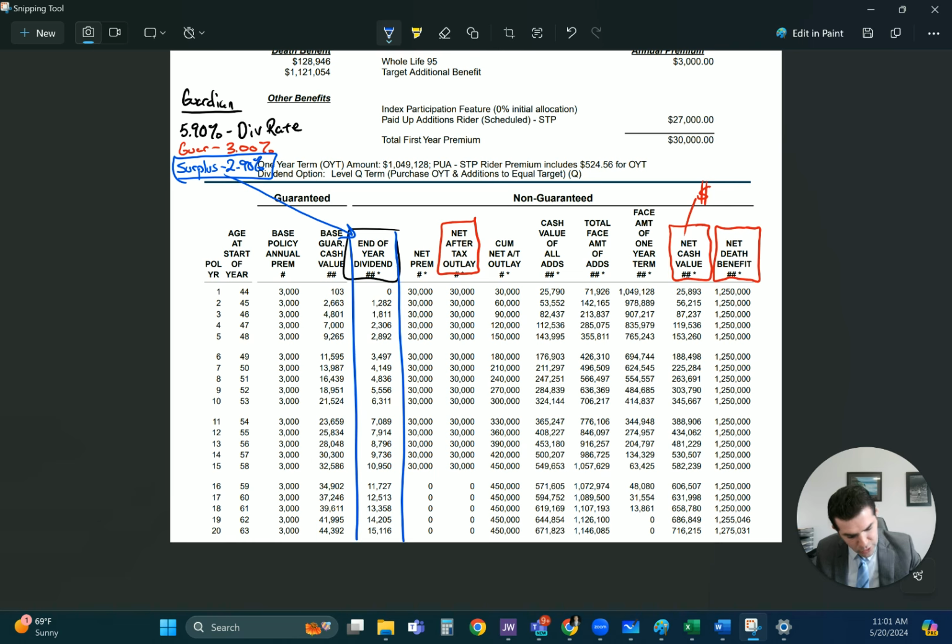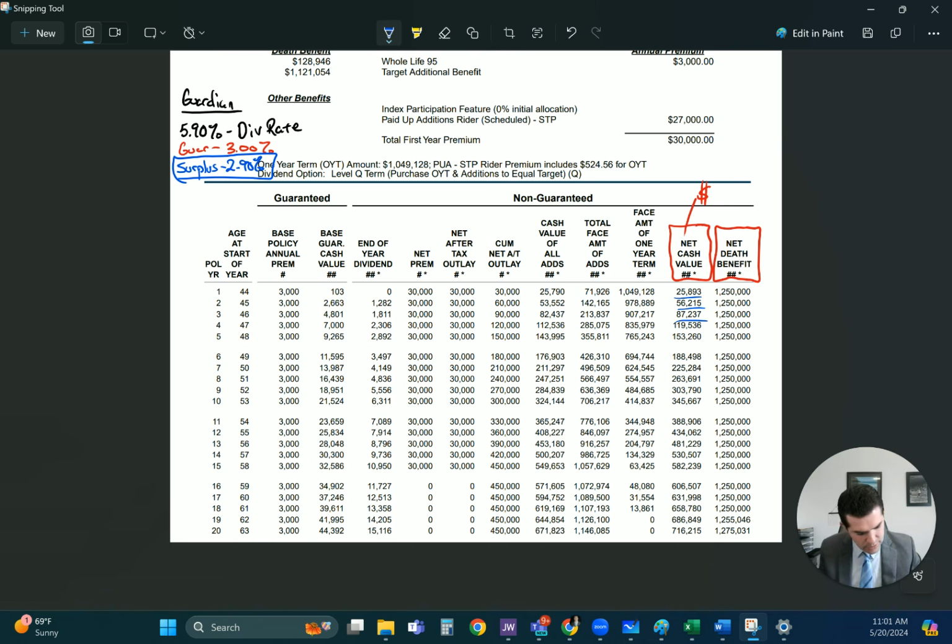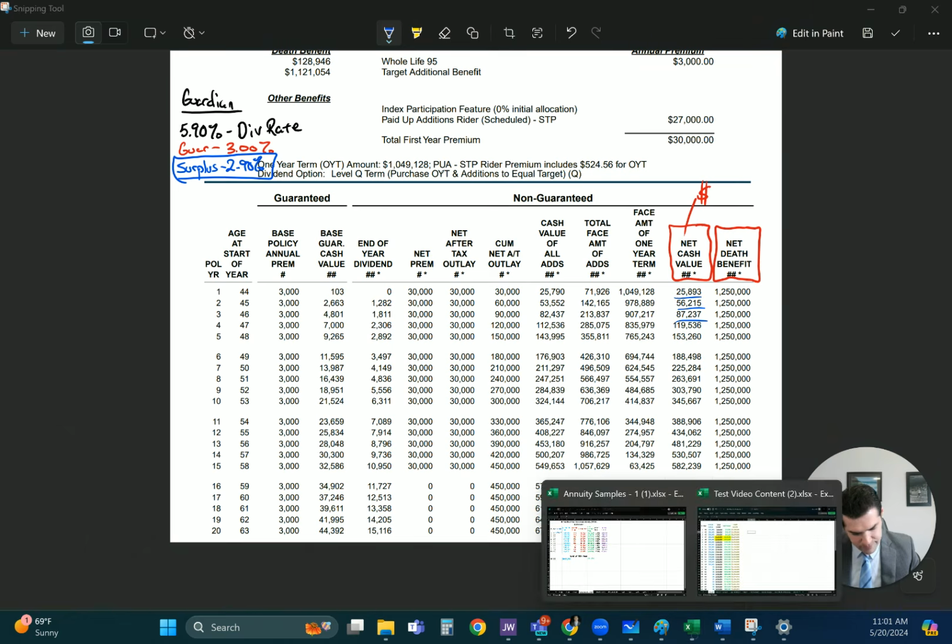So what you can do is calculate it. So what we can look at is your cash value. And we're going to look at this exact same illustration, but on Excel. Let's have some fun.